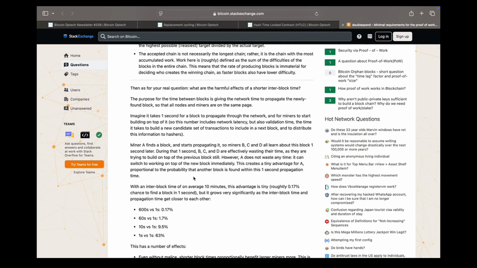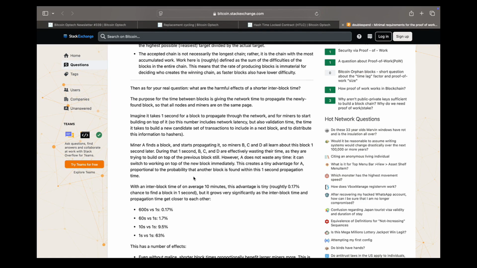Miner A will mine a block and miner A will propagate that block. By the time miner B gets to know that block, C gets to know that block, D gets to know that block, maybe it takes 5 seconds, maybe it takes 10 seconds. Which means miner A has an edge. Miner A knows in the first second that a block has been mined, so miner A can start mining the second block.